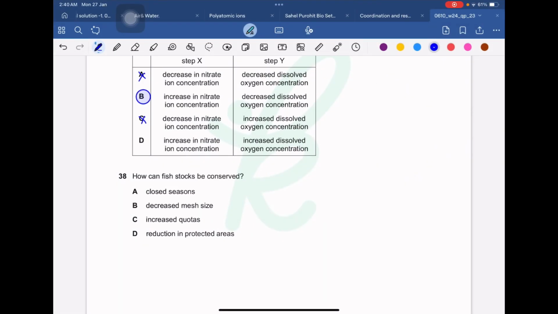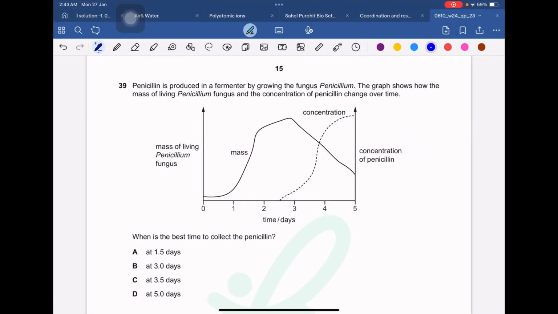So let us move on to question number 38. How can fish stocks be conserved? Let us read the options. Closed seasons, that can be true. So that's why the answer for this will be closed seasons. Let us move on to question number 39. Because decreased mesh size or increased quotas or reduction in protected areas will not help to conserve the fish species.